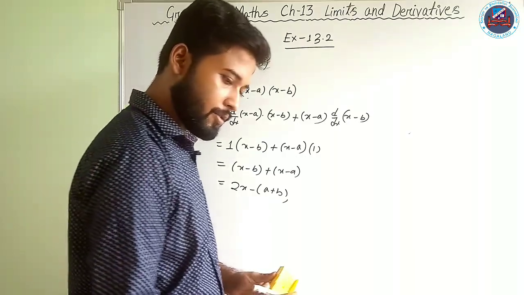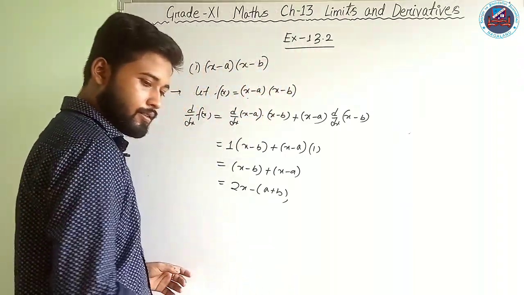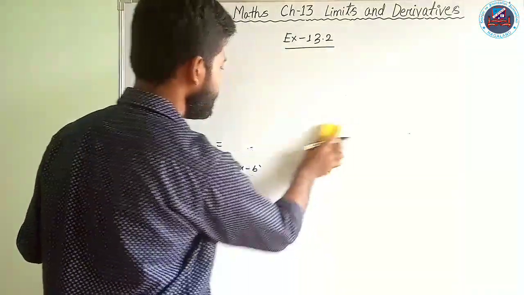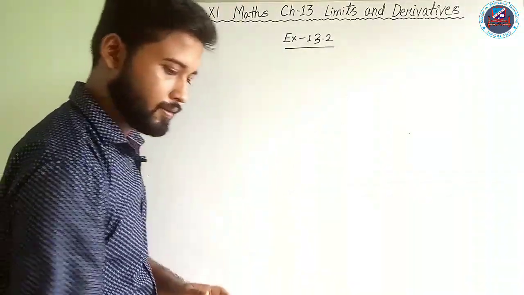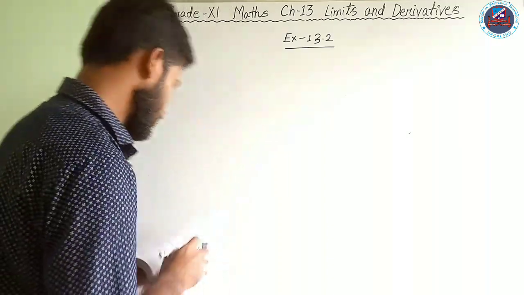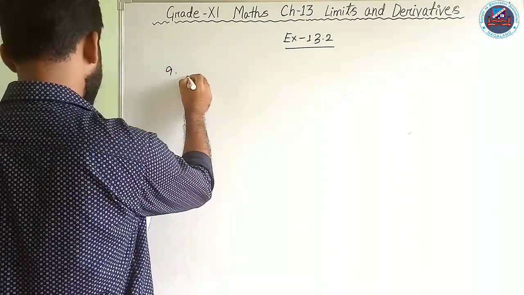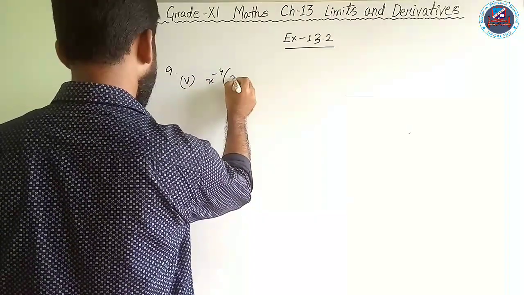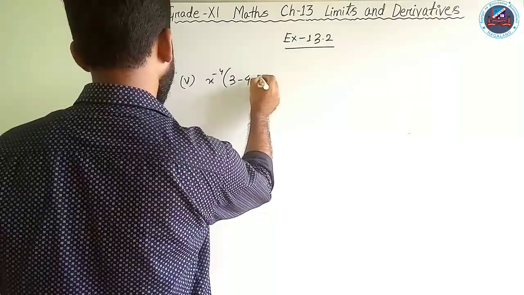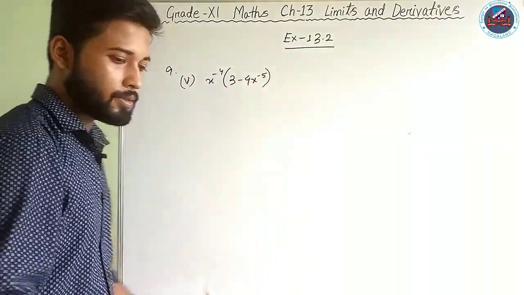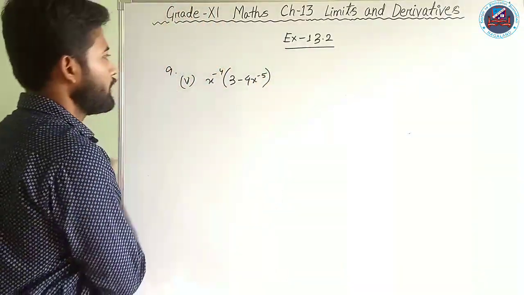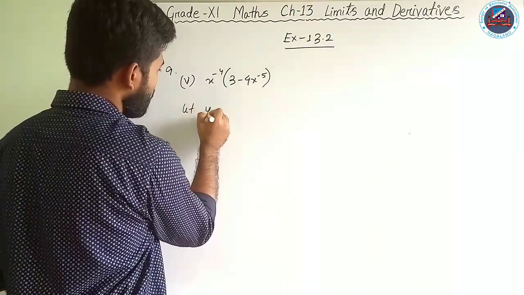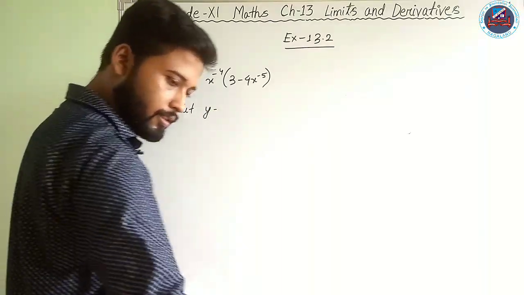Now let us see question number 9. In question number 9, part 5, that is x^(−4)(3 − 4x^(−5)). We want to find the derivative of this, and this is a polynomial function. So let us consider y equal to this, and find the derivative.